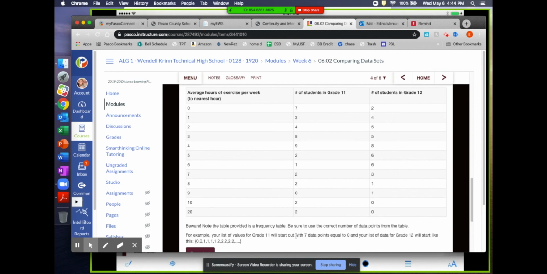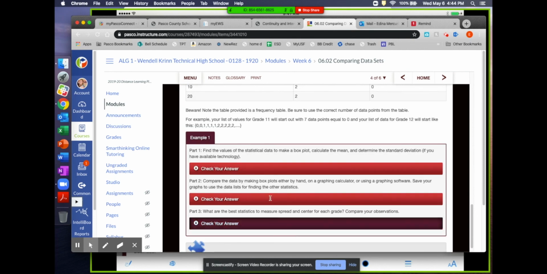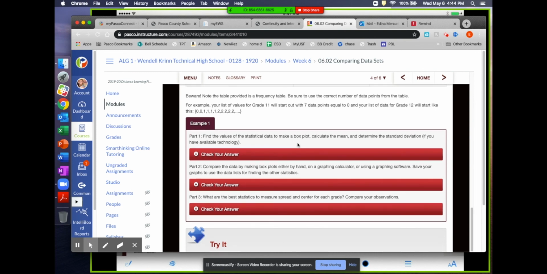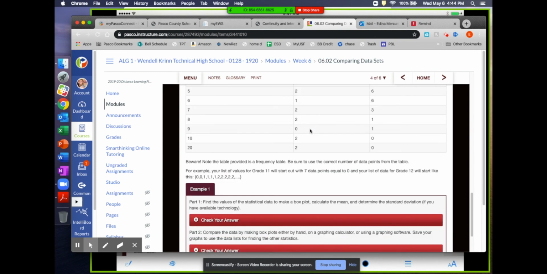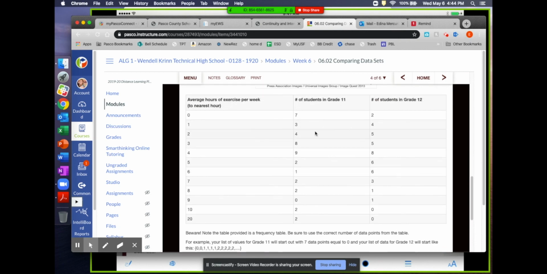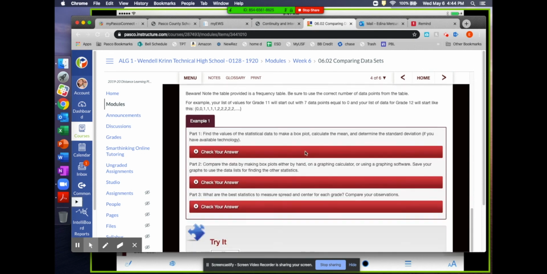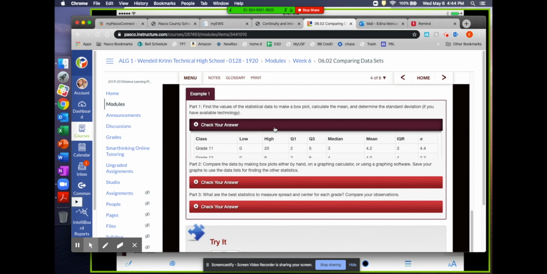Now, for time's sake, I'm definitely not going to write out this data, nor am I going to make the box plot, because that's going to take a lot of time. We're just going to look at the answers that they have and see if we can answer the questions. It says using technology as well. If we had graphing calculators or some other kind of program, that would make a lot more sense for us because this is a lot of data to do by hand. Now, can you do it by hand? Absolutely. You just have to pay attention to how many numbers you're putting down, but it's still going to take a long time to do it by hand.